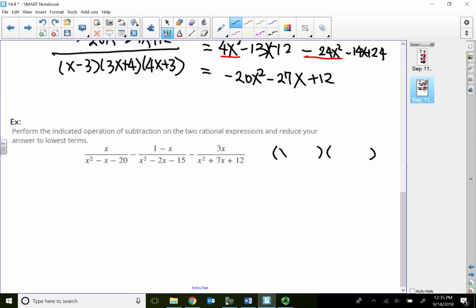So that's x and x. For 20, I can use 4 and 5, to end up with a negative 1 in the middle: negative 5, positive 4. Alright. X squared minus 2x minus 15.